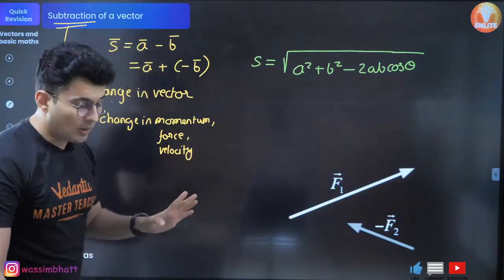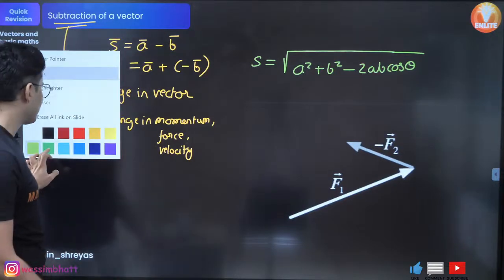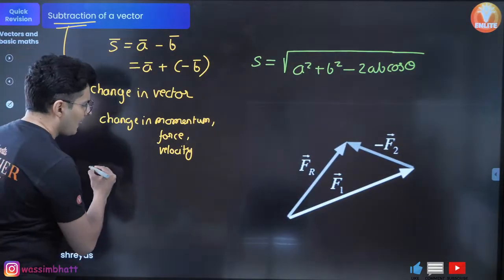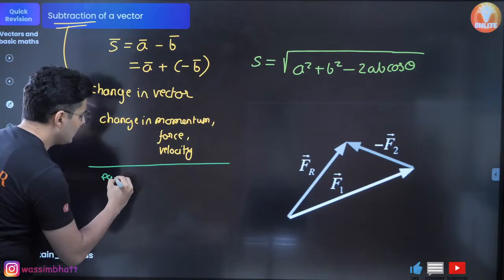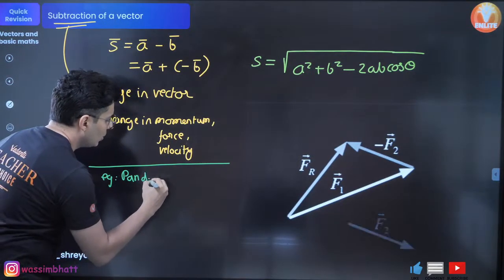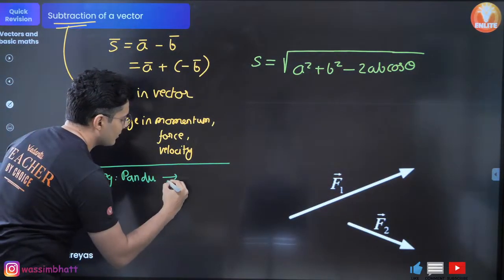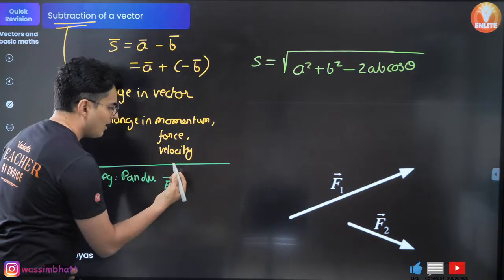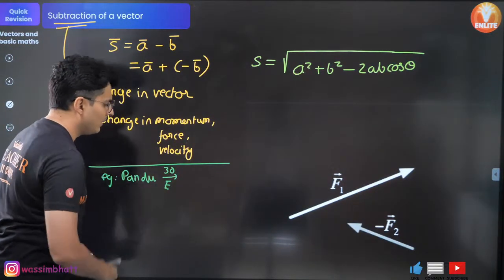All right. So let's go to some problems, but before that, just an example. Imagine Pandu is traveling towards east with a velocity of maybe, I don't know, 30 kilometers per hour.